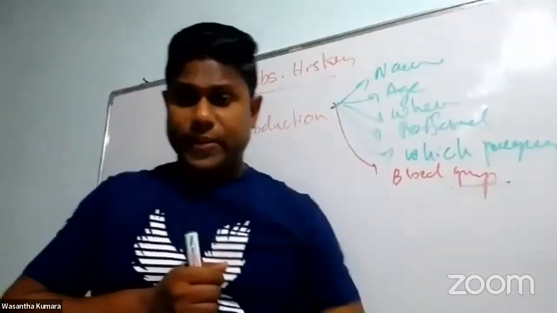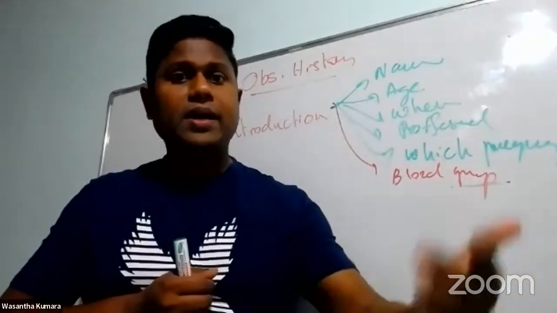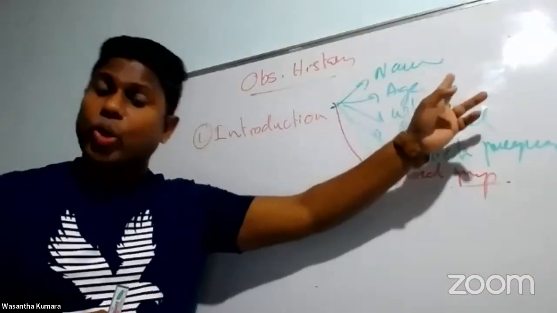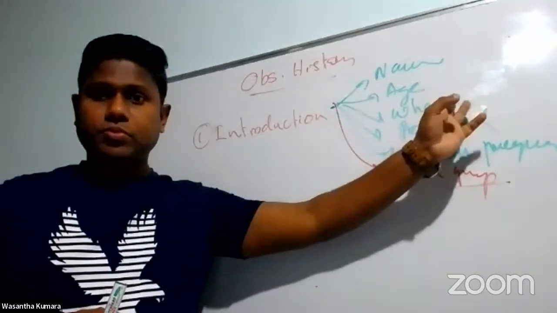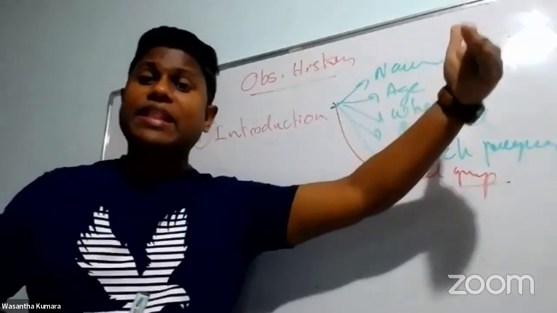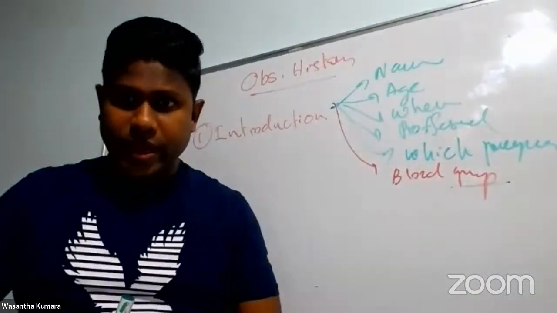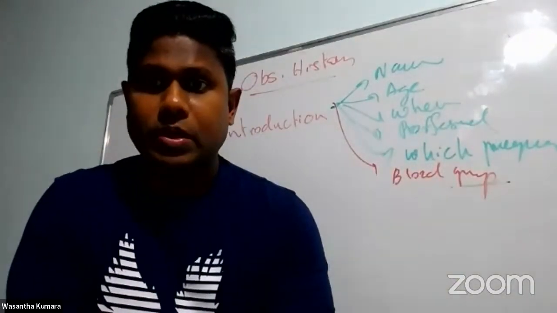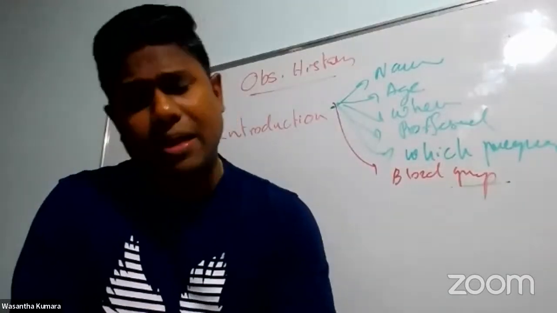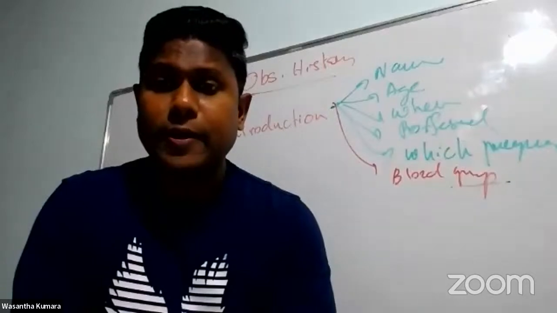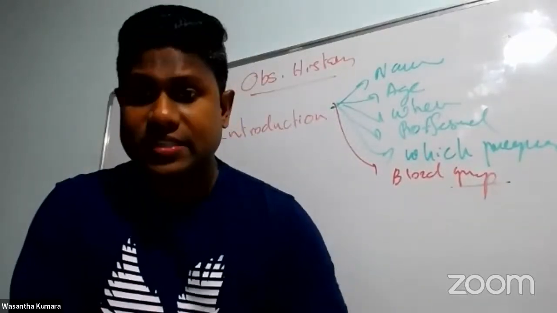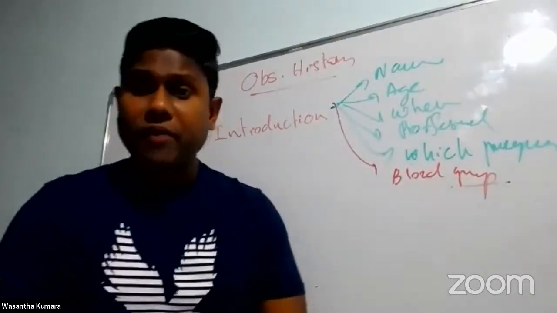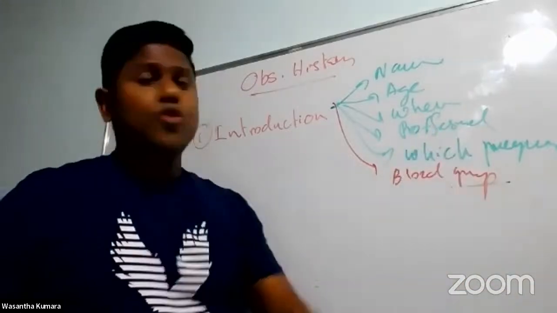Hospital ekena kochchara durada, how many kilometers? Ten, fifteen, something like that. You have to ask: nama mokakda, vayasa kiyada, kohe indanda aave, hospital ekena kochchara durada. Then, job ekak karanawada. Most of the women in Sri Lanka, some are employed but some are not doing jobs. So you can say she's a housewife, or a teacher, a clerk, something like that. Profession is important.